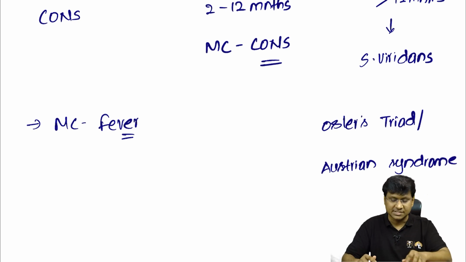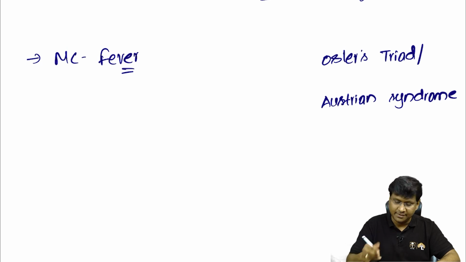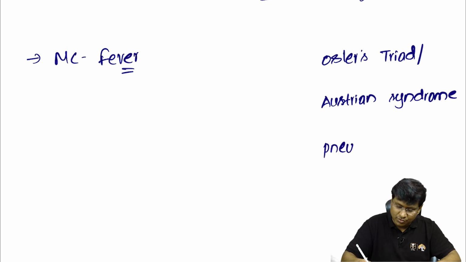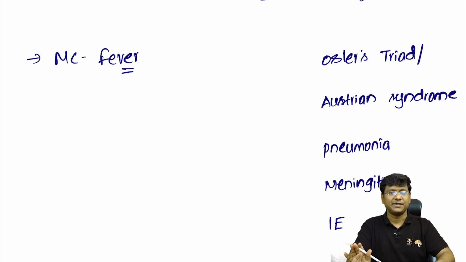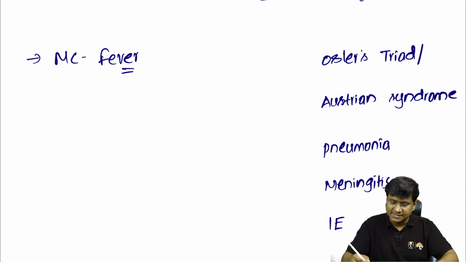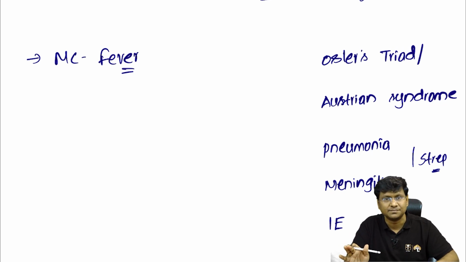Now you take this Osler's triad. There are 3 important organs which get affected in the Osler's triad. That is, there will be infection of the lung parenchyma, that is pneumonia. Then there is infection of the meninges, that will result in meningitis, and there will be infection of the heart, that is infective endocarditis, right? And the organism that will be causing Osler's triad or the Austrian syndrome is Streptococcus pneumoniae, that is pneumococci.